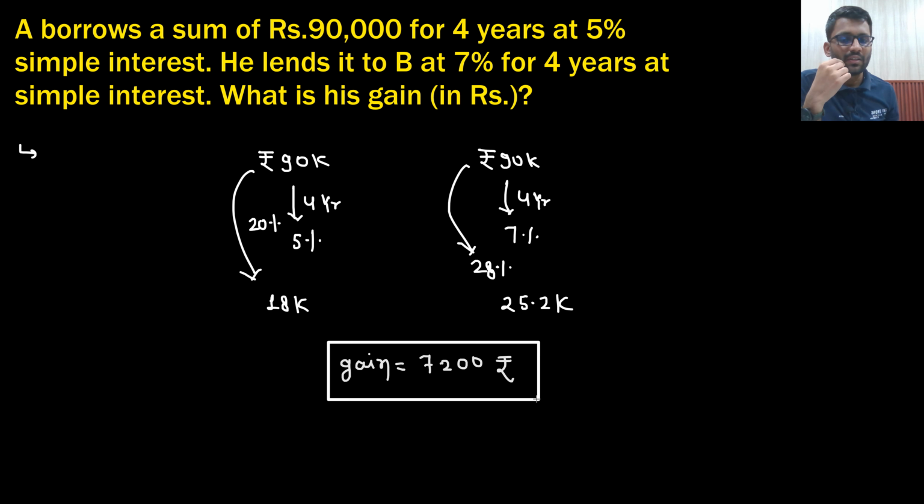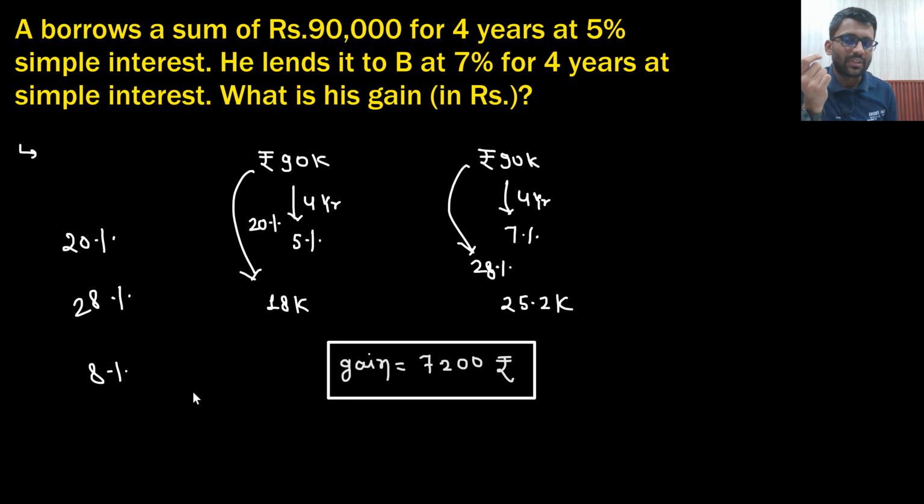Did you understand this point? Otherwise, how I would have done it? That 20% he is paying and 28% he is getting. So what is his benefit? 8%. So what is 8% of 90k? That is 7,200. That's it. 90 into 8%, that is 7,200 rupees. So his gain is 7,200 rupees.